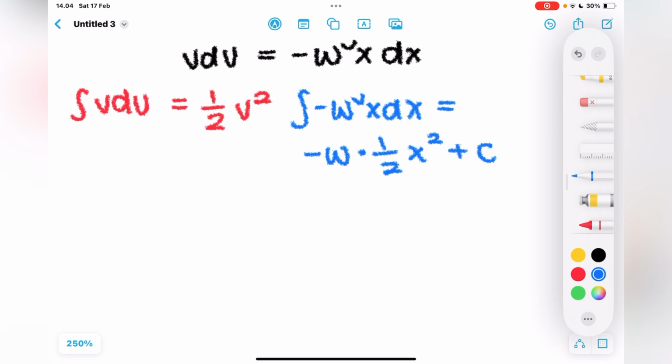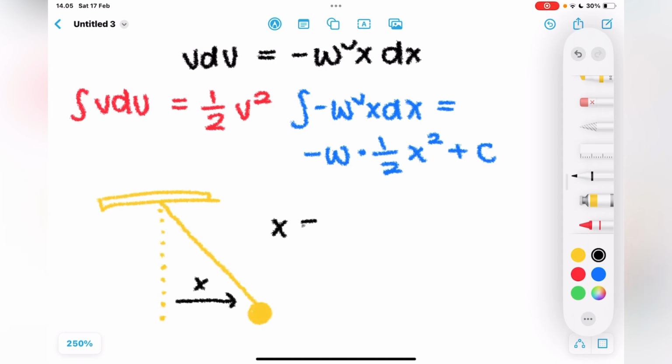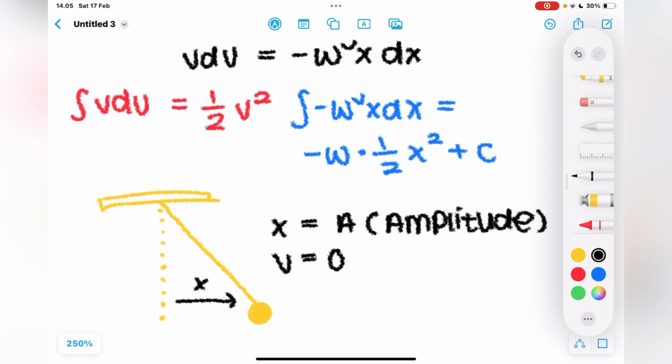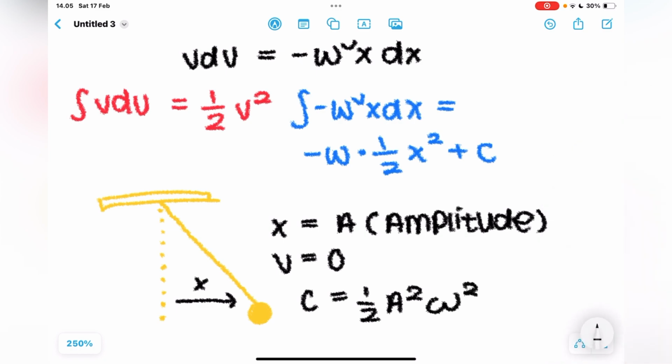Now, if we go back to the pendulum before in the slides, we know that x, or the displacement, is equal to a, which is the amplitude. And we also know that when the amplitude is at its maximum point, then the velocity will be equal to 0. And c, which is this constant over here, is going to be half a squared omega squared.